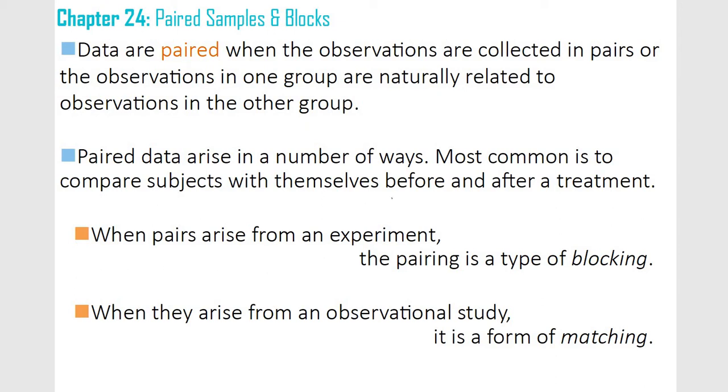So when they come from an experiment, it's a type of blocking. When it's a type of observational study, it's a form of matching. So, you've seen this before with before and after treatments, okay? When it's the same person and you're measuring at two different times.